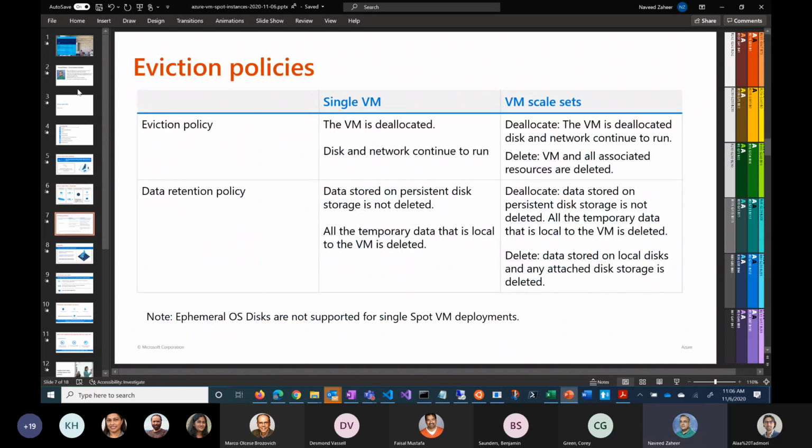Okay, so eviction policy is the key point to understand. There are two types of policy, and we will take a look at it when we set it up in a quick demo.